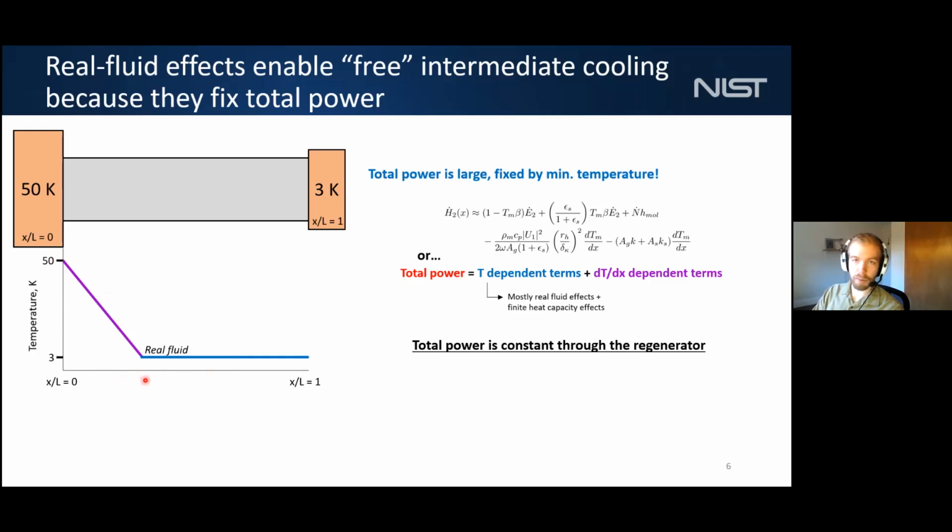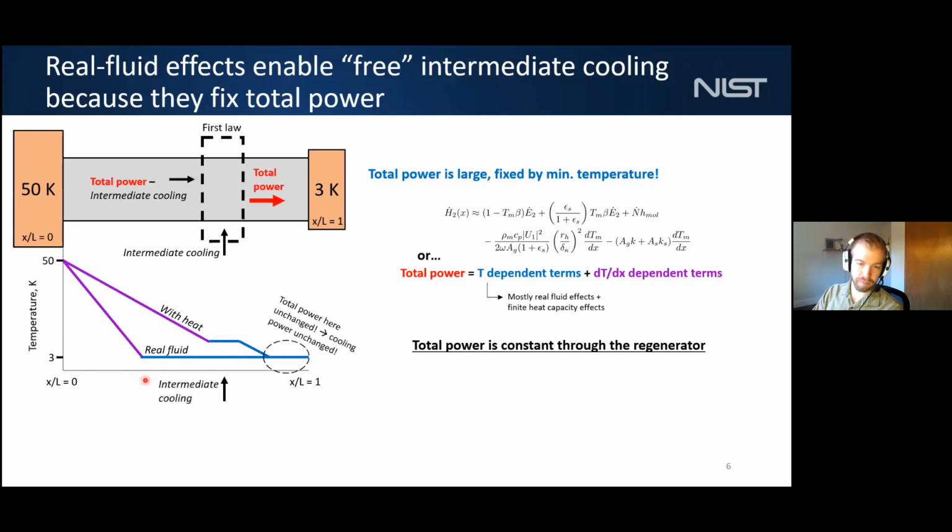And now let's look at what happens when we apply heat to the regenerator. So this is the new temperature profile with heat applied. And the most important thing here is that there's this portion of the curve that is still at the same temperature. So we applied intermediate heat about 2/3 of the way down the regenerator, but the temperature at the very end of the regenerator is unchanged. And as I mentioned on the previous slide, total power is only really a function of temperature. So there's this fixed loss, and that fixed loss is unchanged. So that means cooling power is unchanged.